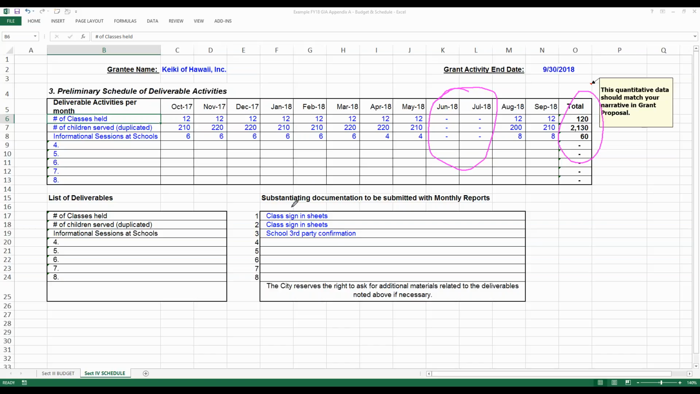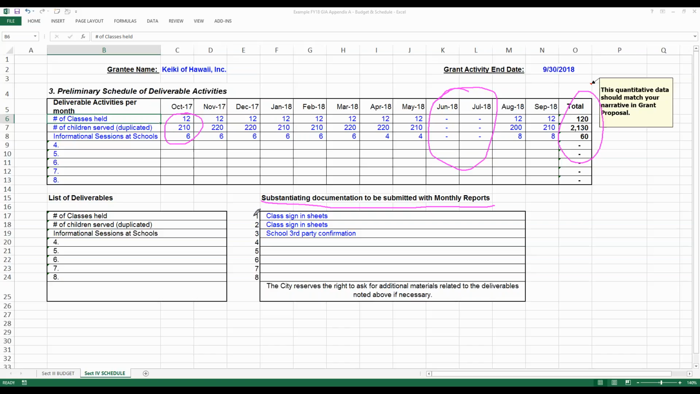Also, a very important section here is the substantiating documentation. And remember, I mentioned to you that this grant requires monthly reporting. So on a monthly basis, when you submit your invoice and your status report, you are reporting on your grant deliverables, what you achieved versus what you proposed. And for each grant deliverable, we are looking for documentation that substantiates your reporting.